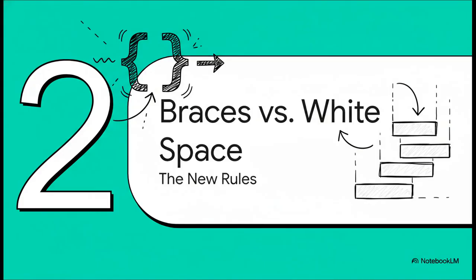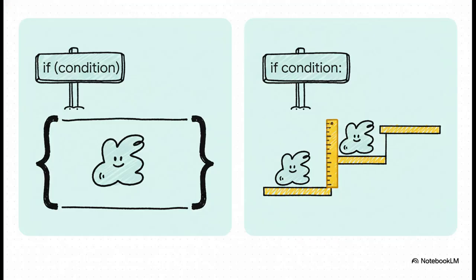All right, next up. This is probably one of the most famous, or maybe infamous, differences for anyone coming to Python. We need to talk about the new rules of the road. How do you define blocks of code when you can't use your trusty curly braces? Okay, so just look at this. It's the exact same logic, but it's like two different visual languages.